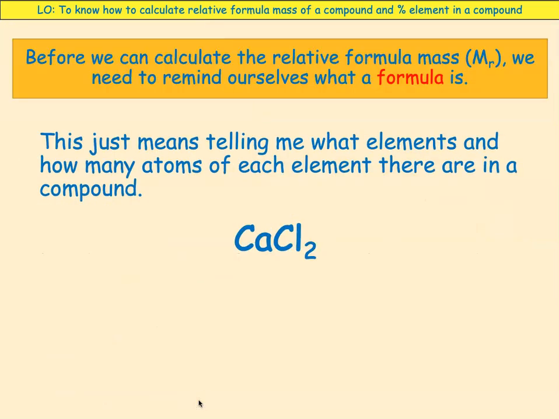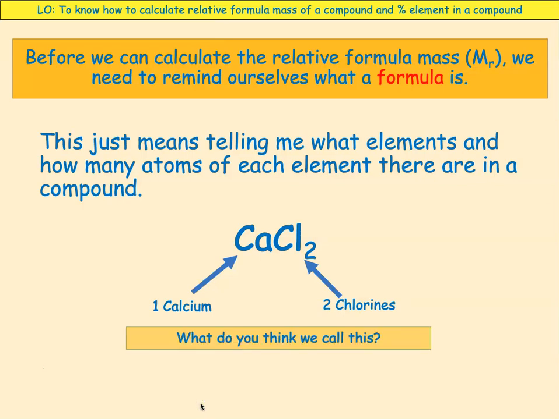But before we can calculate the relative formula mass, we need to remind ourselves what a formula is. This just means telling me what elements and how many atoms of each element there are in a compound. So, for instance, we have one calcium. I know there's one because there are no numbers at the bottom after the calcium. And we have two chlorine atoms. And we know that we have 2 because we've got a small 2 after chlorine. So what do you think we call this? What do we call this formula? It's called calcium chloride.